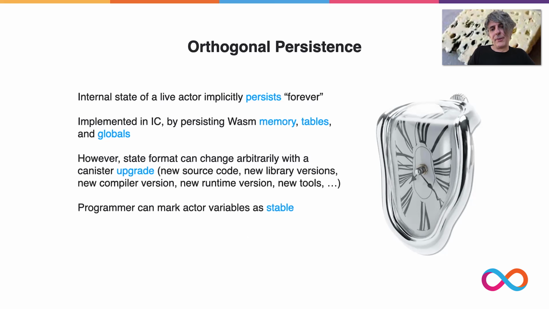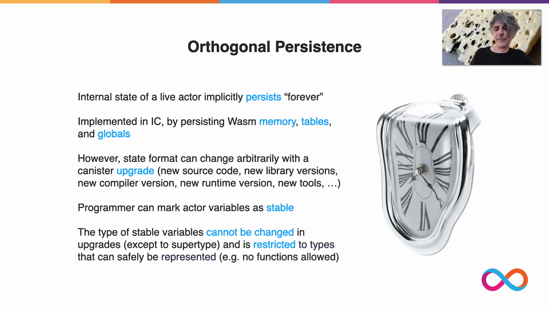So how do we get around that? Well, we require you to be a bit more explicit. A programmer in Motoko can mark a variable in an actor, which is part of the state of the actor, as stable, but they have to do so explicitly. When they do, they get the guarantee that the value of this variable will actually survive any upgrade.